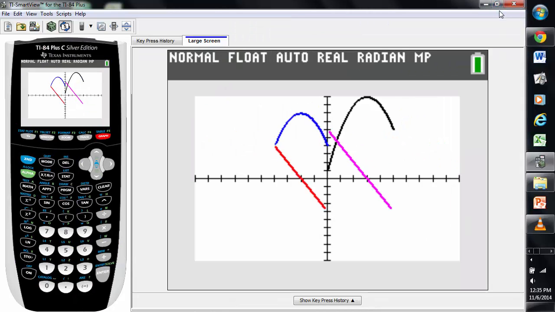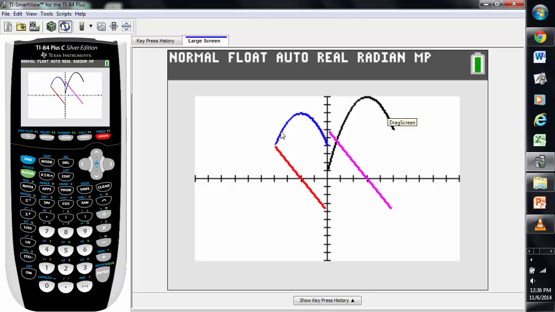Okay, let's go over a little graphical analysis here. What you're looking at, the blue and the black are functions, position functions. The red and the purple are their respective derivatives or velocity functions. So the red is the derivative of the blue, the purple is the derivative of the black. So let's go over what we already know.